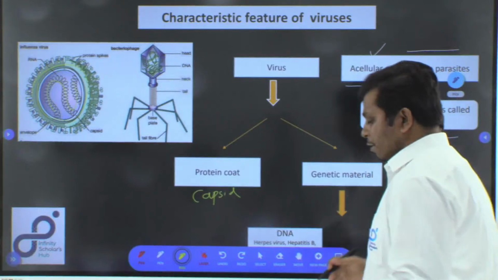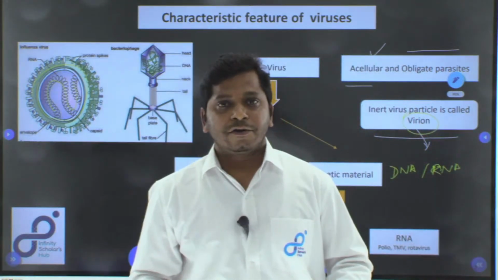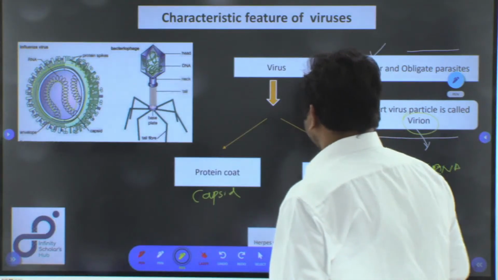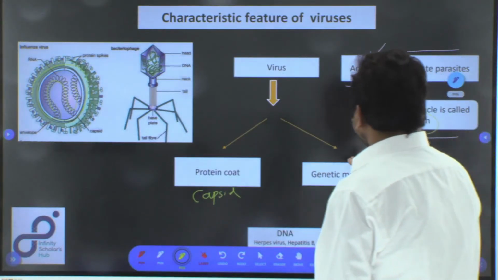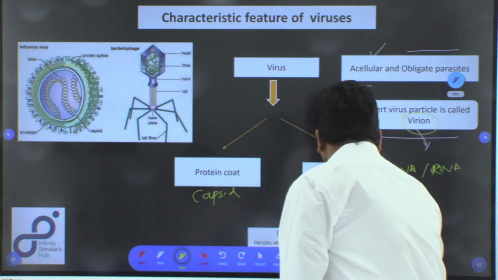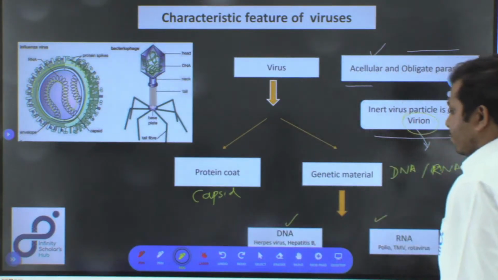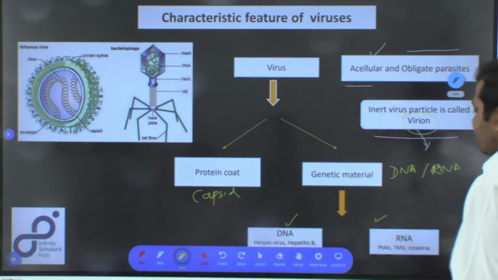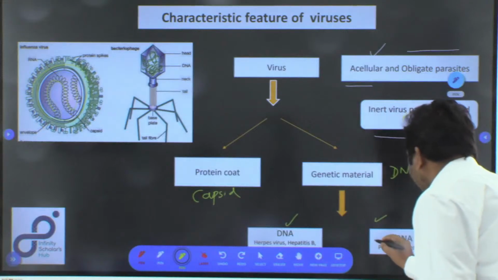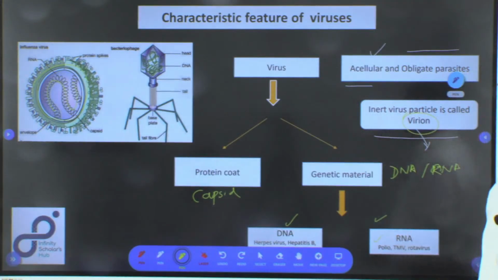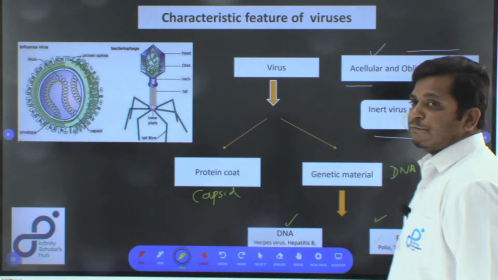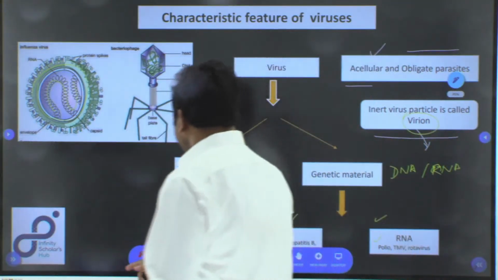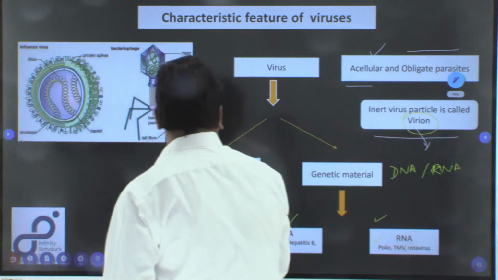Unlike eukaryotes or prokaryotes, which are quite complex in their organization, this is a very simple structure. And the genetic material can be DNA or RNA. Some of the viruses like herpes virus and hepatitis virus fall under the category of DNA viruses, whereas viruses like poliovirus, tobacco mosaic virus and rotavirus fall under the category of RNA viruses. Okay, let's move on.